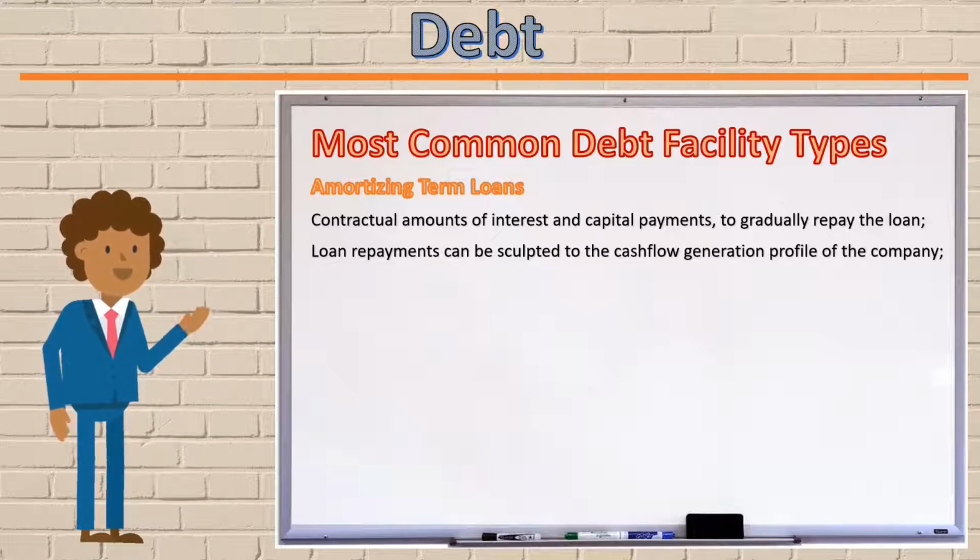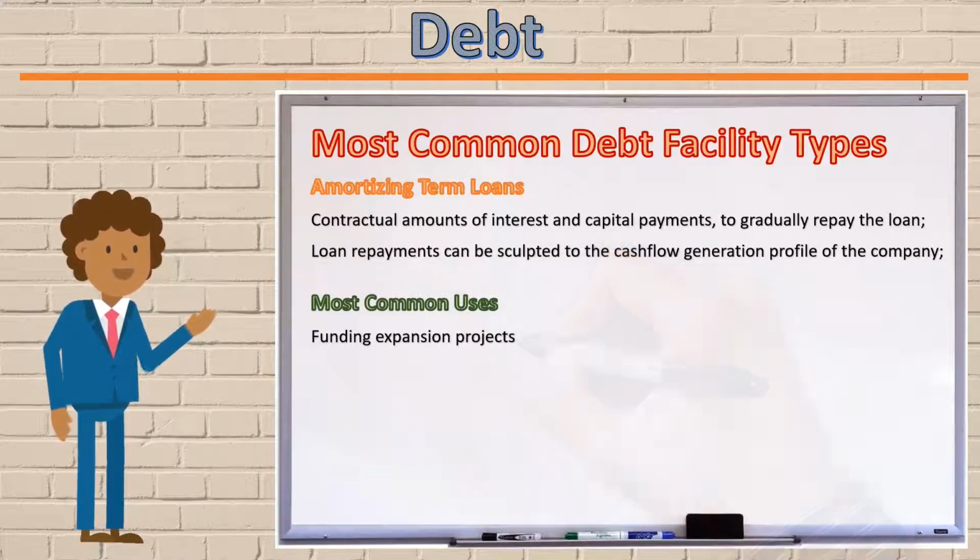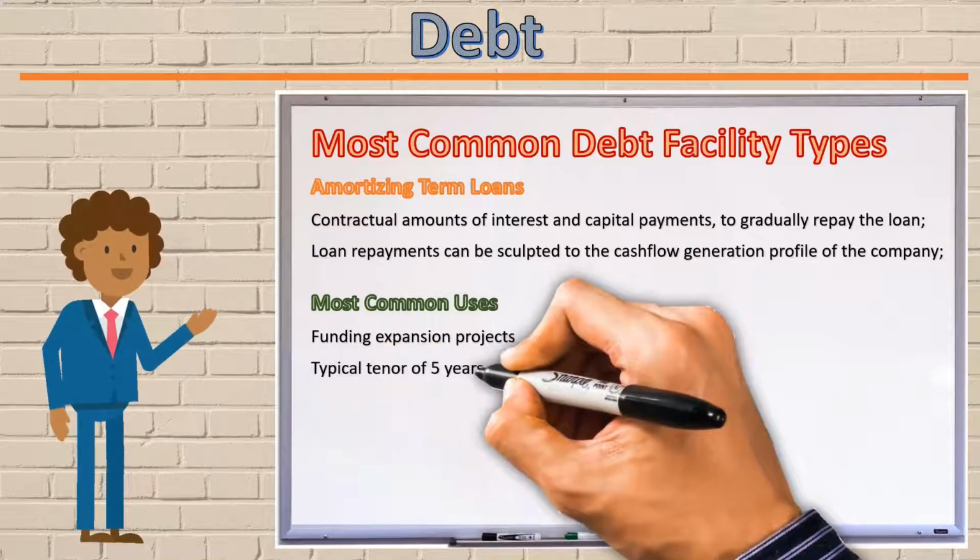The most common use for amortizing term loans would be funding expansion projects where the amortization profile of the debt would be sculpted to match the cash flow profile generated by the expansion project. Typical tenor would be 5 years.